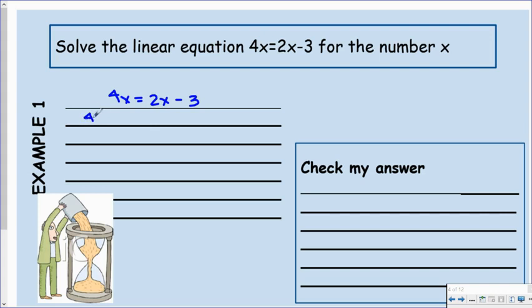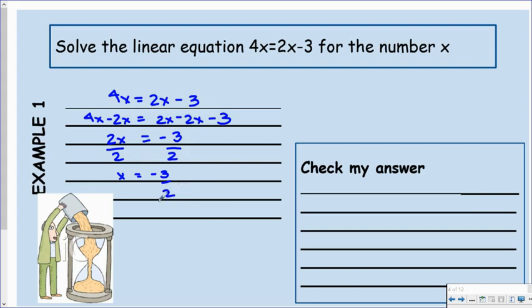So I have 4x minus 2x equals 2x minus 2x minus 3. That leaves me with 2x on the left-hand side and then negative 3 on the right. Next, I'm going to go ahead and divide both sides by 2. That leaves me with x on the left equaling negative 3 halves.